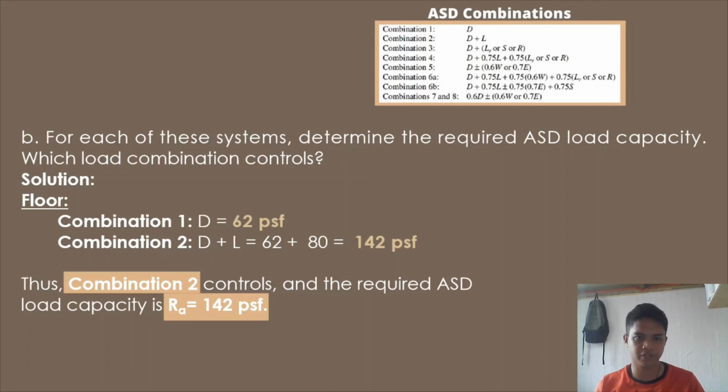Okay, sa floor, combination 1, substitute lang natin dead load. Next, combination 2, substitute lang din natin. And then add. Answer natin 142 PSF. So, answer natin thus, combination 2 controls and the required ASD load capacity is 142 PSF.